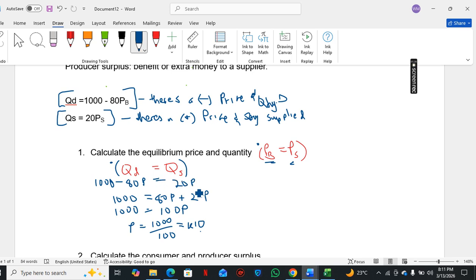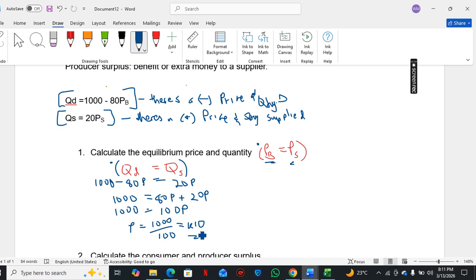We need to solve for P. So it's just a matter of putting like terms together. This negative 80P goes over the equal sign and it becomes positive 80P. Adding 20P, we get 100P. To get the value of P, just divide both sides by 100. And our equilibrium price, 1000 divided by 100, is 10 kwacha.